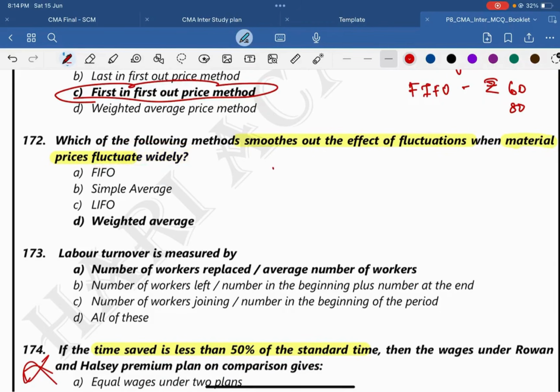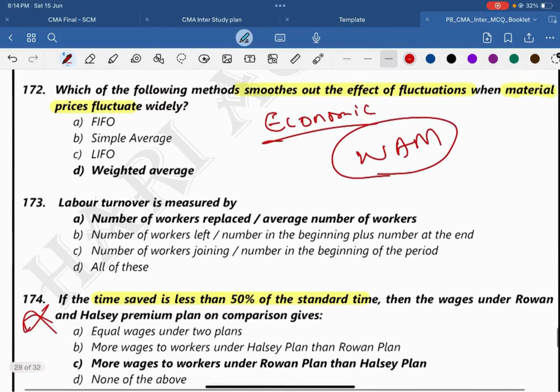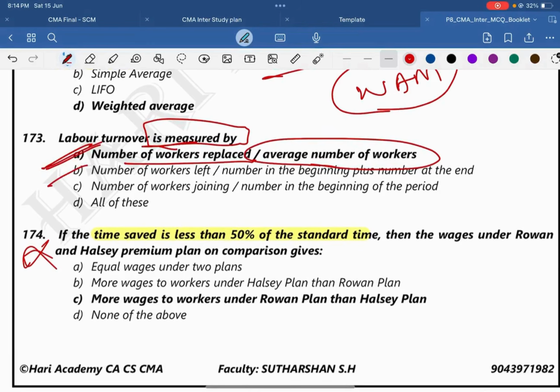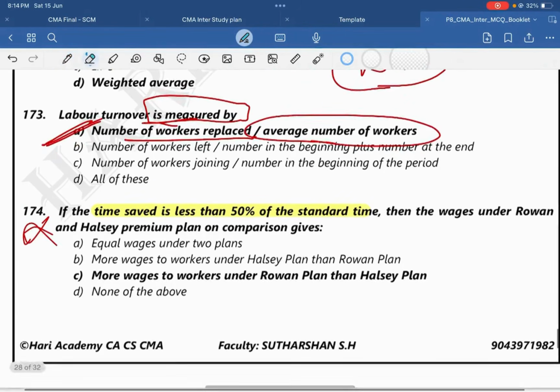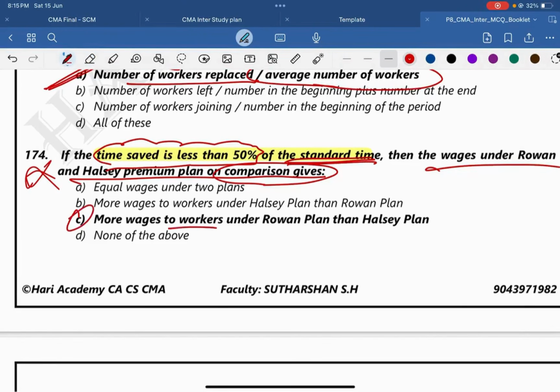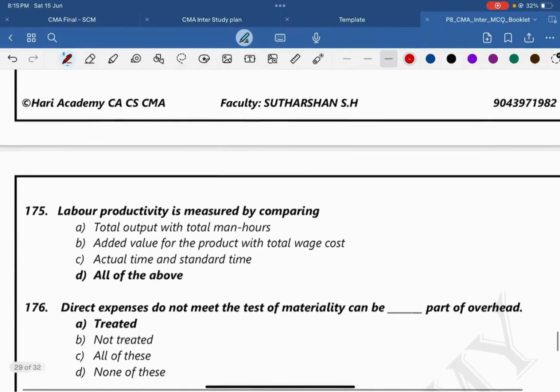At the time of economic fluctuations, or the effect of fluctuations in the material, we will use WAMB, that is the weighted average method. Then labor turnover is measured as the number of workers replaced divided by the average number of workers. So option A, the direct option, is the labor turnover formula. Then 174: if the time saved is less than 50 percent of the standard time, then wages under Rowan and Halsey premium comparison is already done. That is, more wages to workers under Rowan than Halsey.